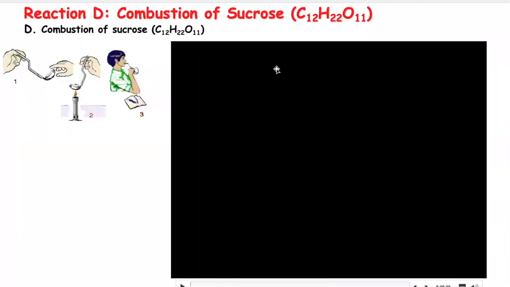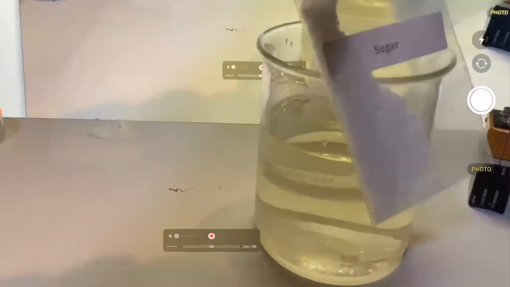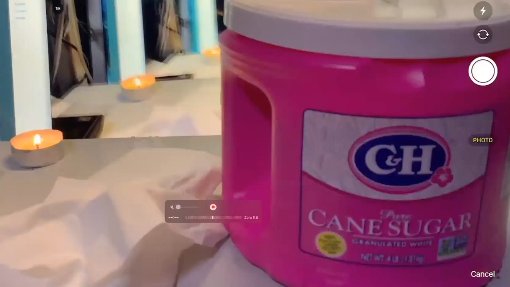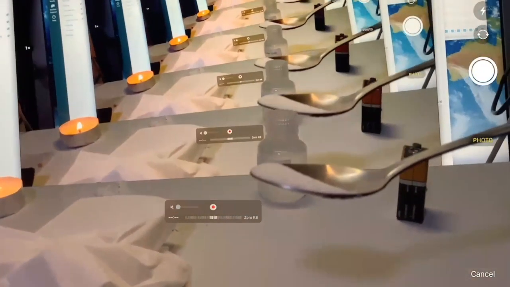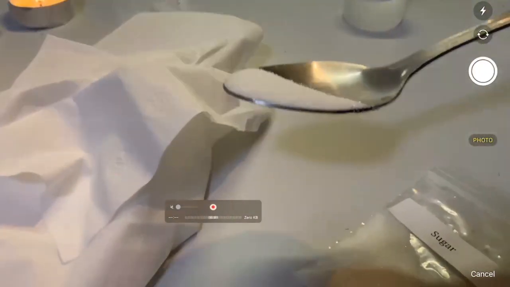The next one is the combustion of sucrose. If you use your sugar packet from the last experiment, then just take C&H sugar, but you should have gotten 2 sugar packets. If you don't have that sugar packet, C&H sugar will work. Get some C&H sugar, and you can do this. So all you need to do is again, get a spoon about that amount. And then we're just going to burn it.